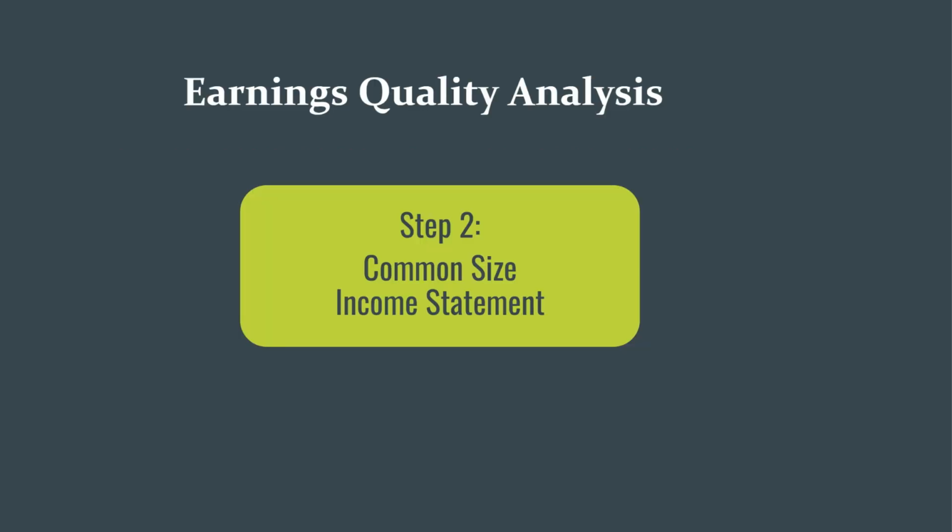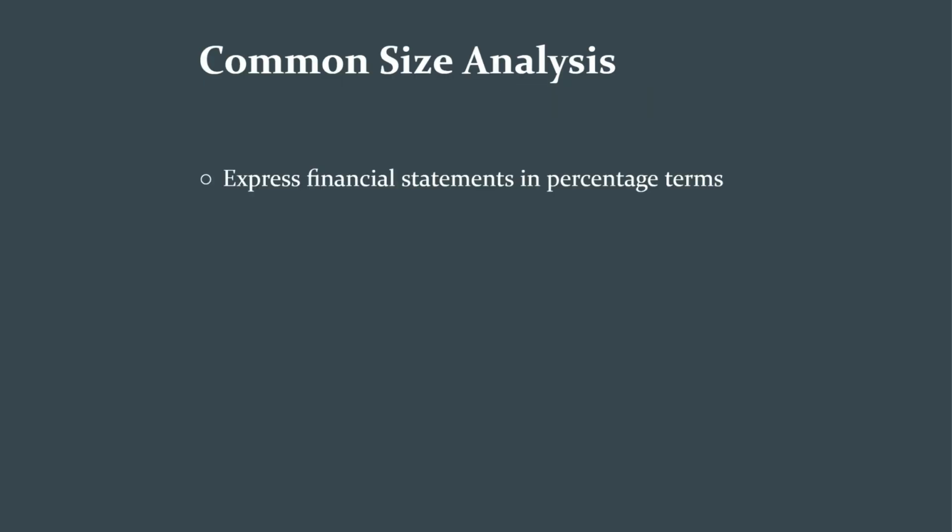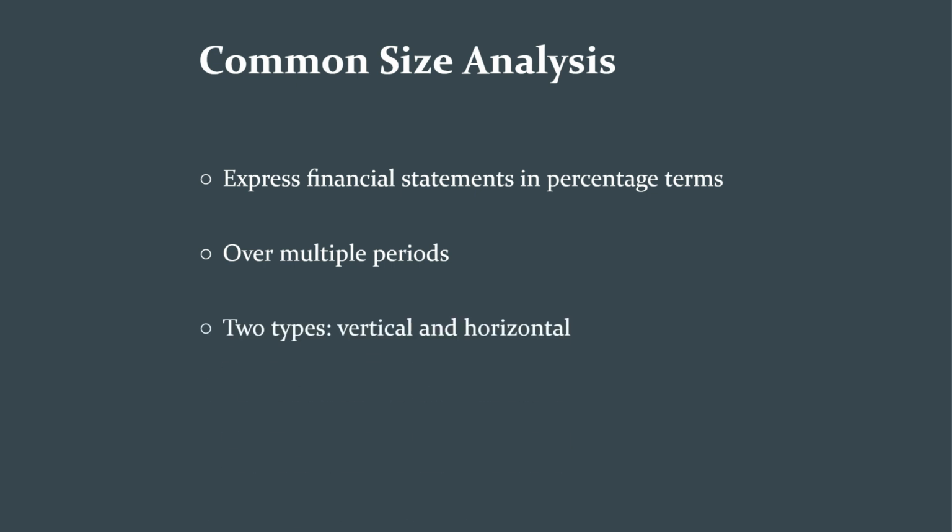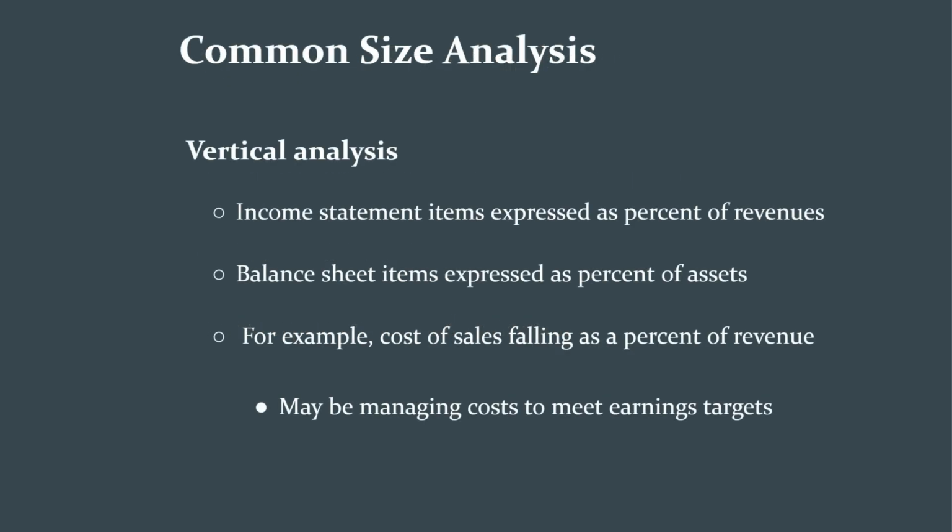Okay, so that was the first step, asking and answering those questions. The next step is to perform common size income statement. Common size analysis expresses financial statements in percentage terms. It's done over multiple periods, and there are 2 types, vertical and horizontal. Vertical analysis, income statement items are expressed as a percent of revenues. Balance sheet items are expressed as a percent of assets.